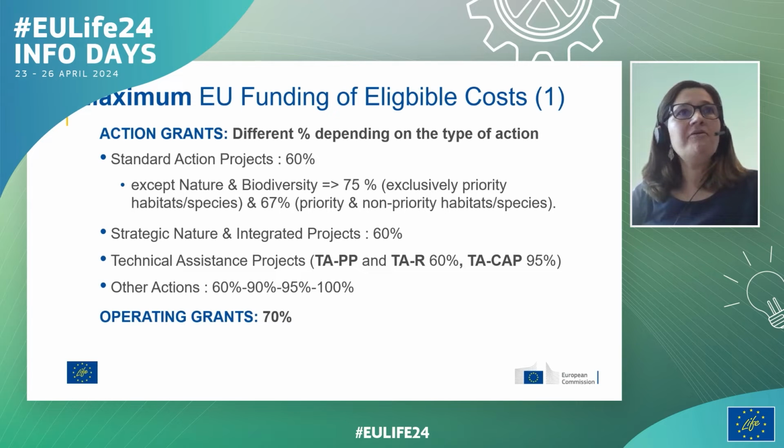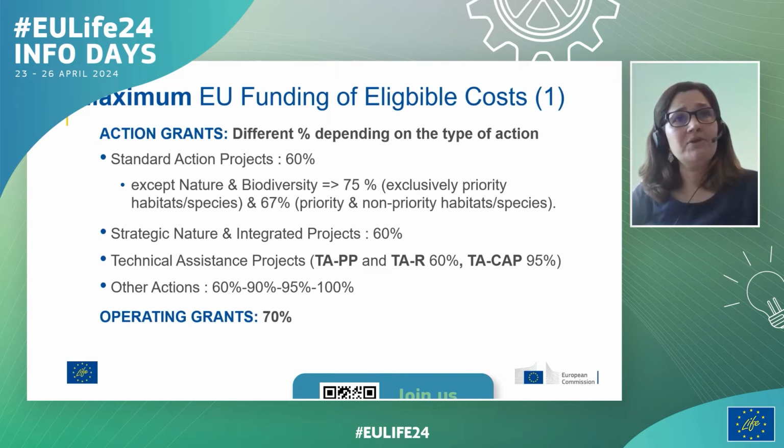What is the co-funding rate? It really depends on the type of action that you will be applying for. For the standard action projects, the SAPs, it's 60%, with the exception of nature and biodiversity. It will be higher, 75%, if it's exclusively priority habitats or species, and 67% if it's priority and non-priority habitats and species. Then you have the strategic nature and integration projects, that's 60%.